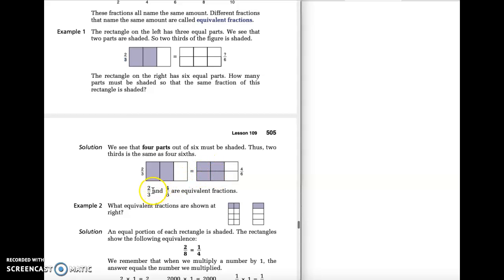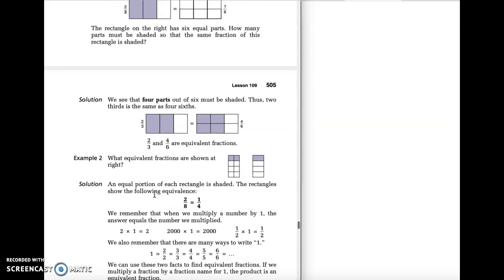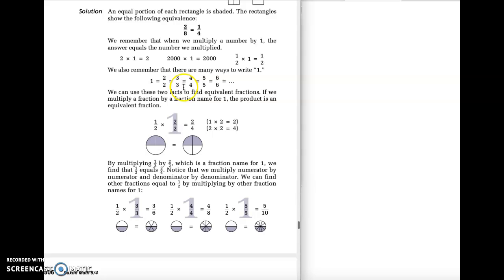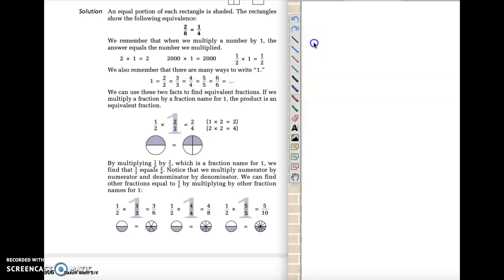So now we have to determine, are 2/3 and 4/6 equivalent fractions? And they are, because in order to go from 2 to 4, we multiply by 2. In order to go from 3 to 6, we multiply by 2 again. And that comes into our next big idea. We'll come back to example 2 in a second. We can use fractions equal to 1 to find a common or an equivalent fraction.